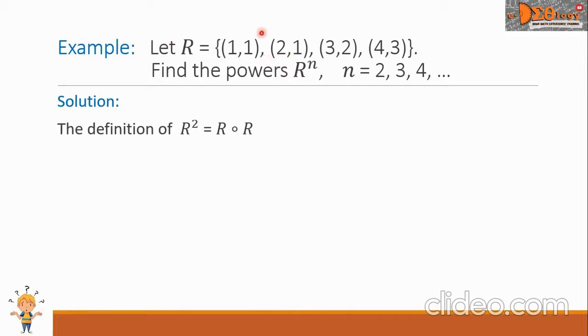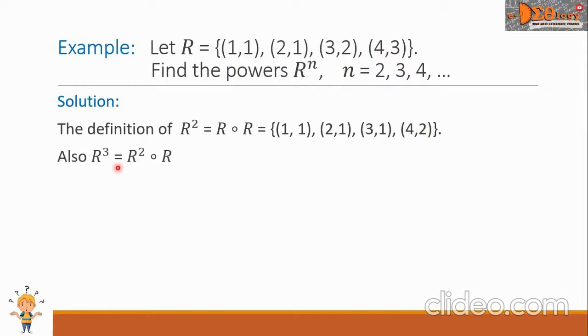Let's begin with (1, 1). Let us look for an ordered pair that starts with 1, and it points to the same ordered pair (1, 1). So we can have the first element to be (1, 1). For (2, 1), it will come to this (1, 1), and eventually we will have (2, 1). For (3, 2), it will point to (2, 1), and eventually we will have (3, 1). For (4, 3), it will map to (3, 2), and eventually we will have (4, 2). So these are the elements of R squared.